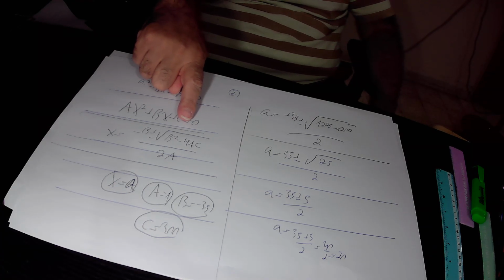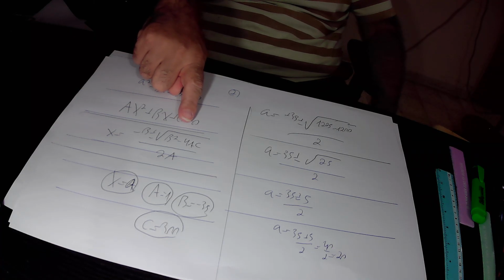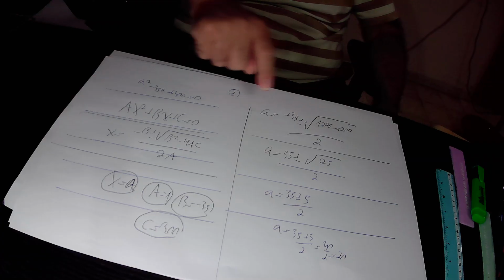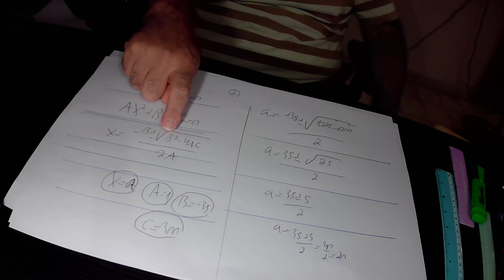A is 1, c is 300, so in total minus 4 times a times c is minus 4 times 1 times 300, that is minus 1200. So in total minus 4 times a times c is minus 1200 over 2a. A is 1, so 2a is 2 times 1, that is 2.